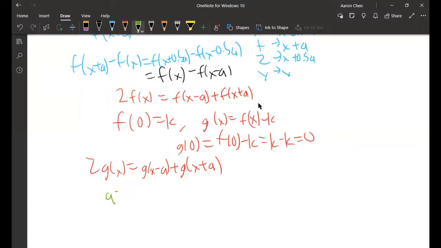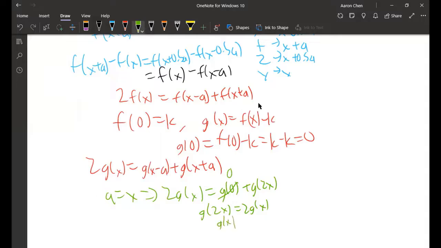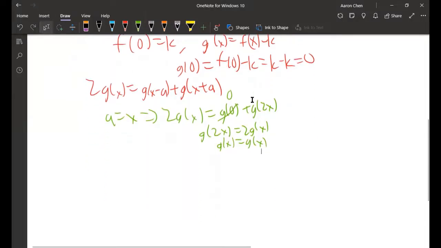And so if a is equal to x, then what we get is that 2g of x is equal to g of 0 plus g of 2x. And so we already saw that g of 0 is simply 0, so g of 2x is equal to 2g of x. And so now we can induct.